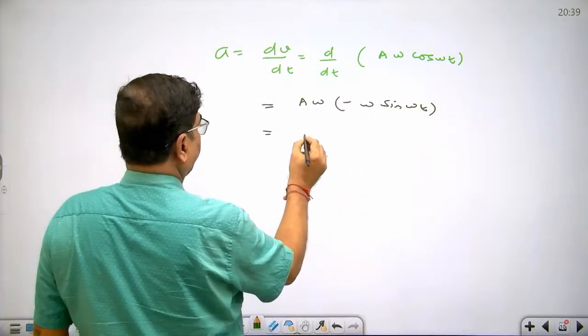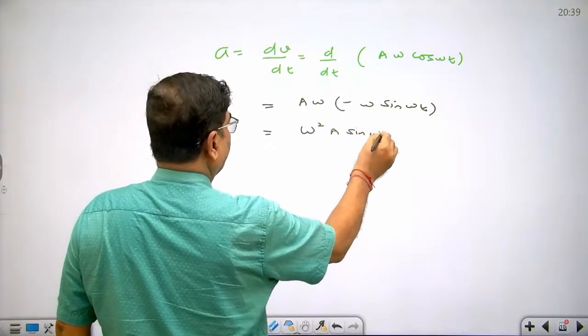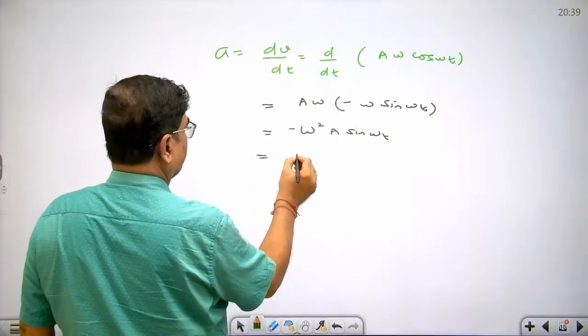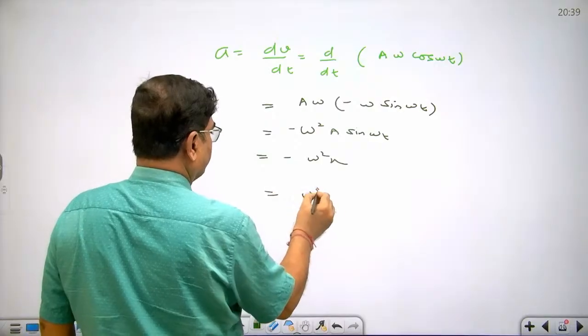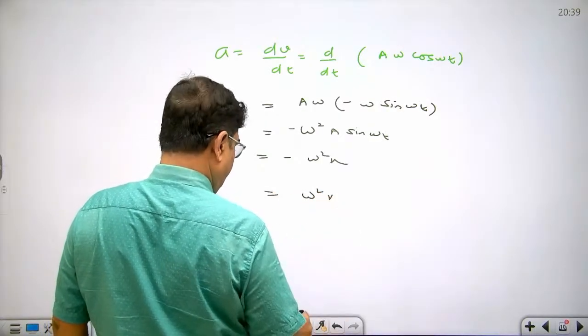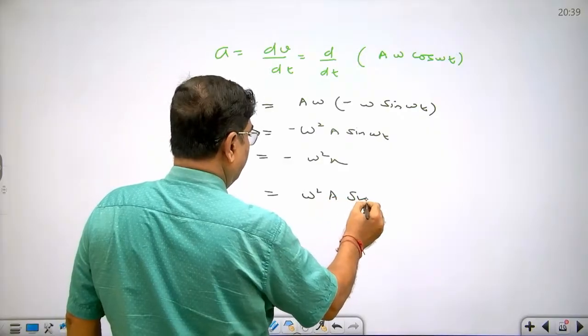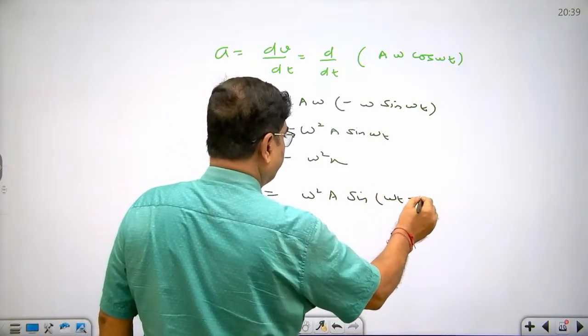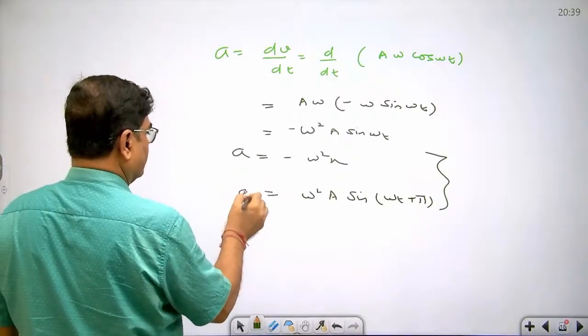This equation can be written as minus omega square A sin omega t, or it can be written as minus omega square x, or it can be written as omega square A sin of omega t plus pi. So these two relations are very important in SHM.